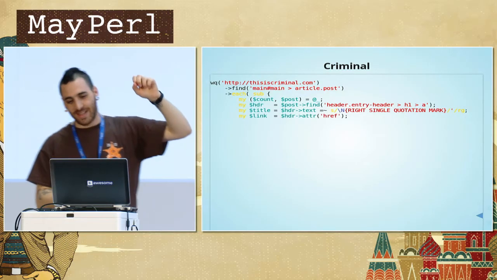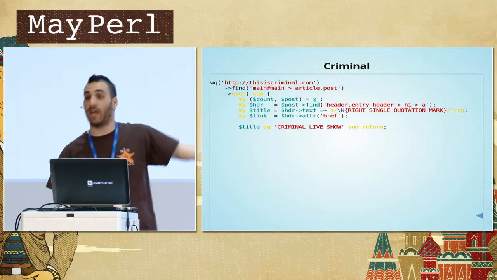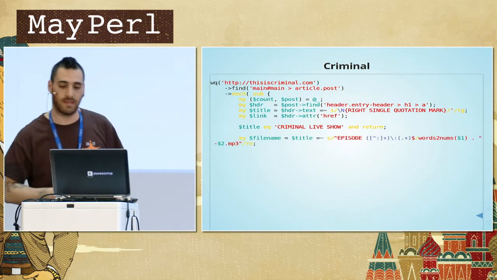So the first thing that I do is find the header that I want with the link that I want. Then I have to remove a Unicode right quotation mark, because one episode had a quotation mark and converted it to Unicode, and then it's a different quotation mark, and it looks shitty on my shell. So renaming. Then I get the link. I skip the live show, because you can't actually download that.